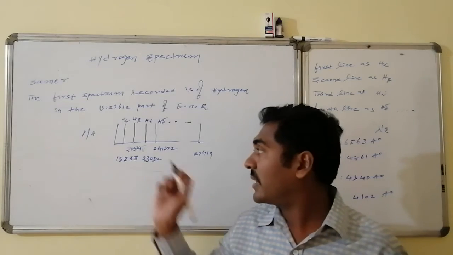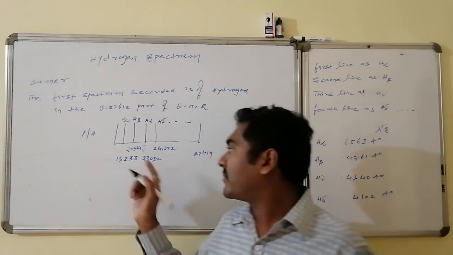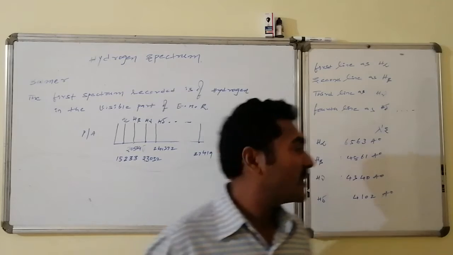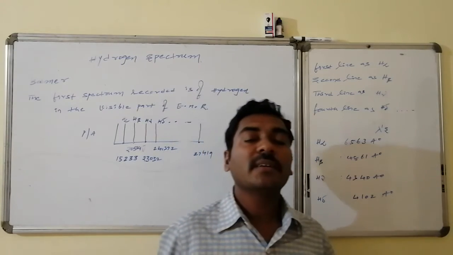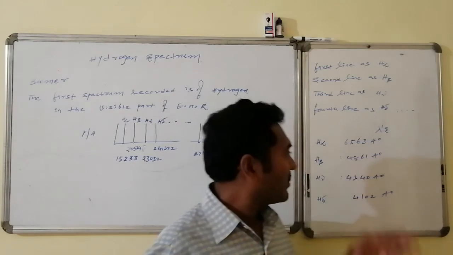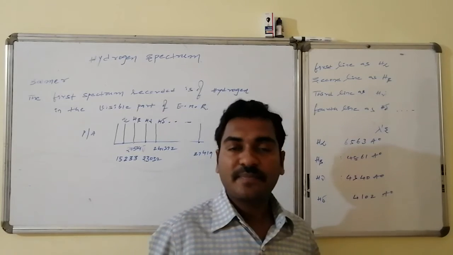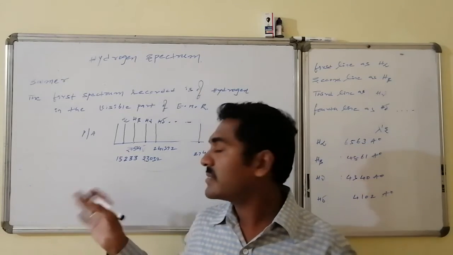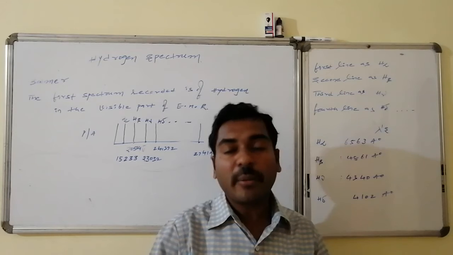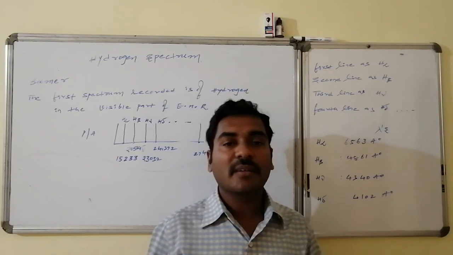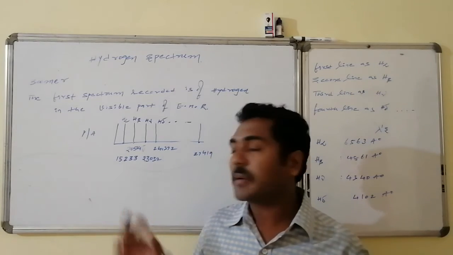The H alpha line's corresponding wave number is 15,233, and the corresponding wavelength, if you calculate, is found to be 6,563 Angstrom units. Similarly for H beta, H gamma, H delta, the corresponding wavelengths as well as wave numbers appearing in the Balmer part of the electromagnetic spectrum recorded for the hydrogen atom appear to be like this.